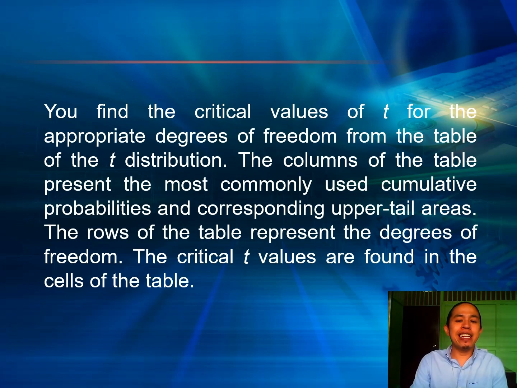So you find the critical values of t for the appropriate degrees of freedom from the table of the t distribution. I already showed you that in the previous slide. The columns of the table present the most commonly used cumulative probabilities and the corresponding upper tail areas. The rows of the table represent the degrees of freedom, and the critical t values are found in the cells of the table.